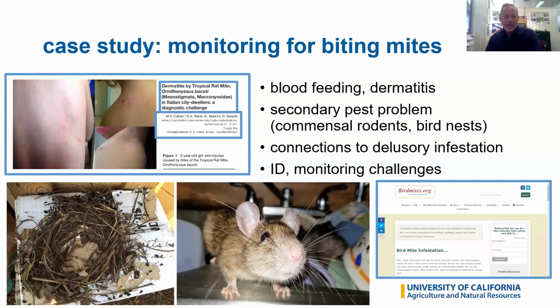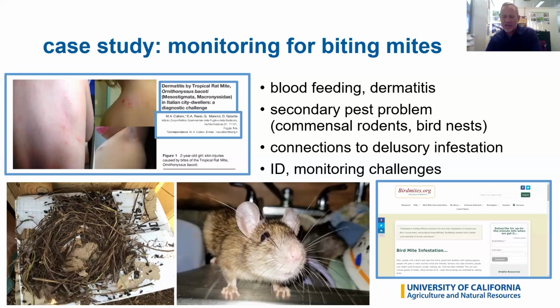And this is a really tricky pest situation because the mites are small, they're difficult to catch, they're difficult to identify. So sometimes you will think you're dealing with a case of delusory infestation, where you think, okay, this resident has a delusion because I'm not catching any bed bugs, I'm not catching any mosquitoes, I'm not catching any fleas. But in fact, there is a biting pest present, and we just need an effective monitoring device.